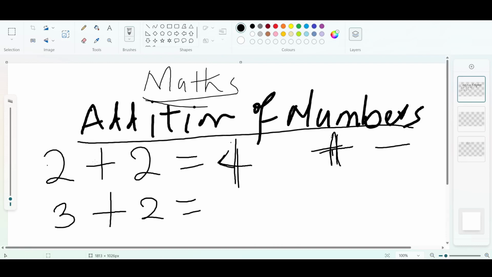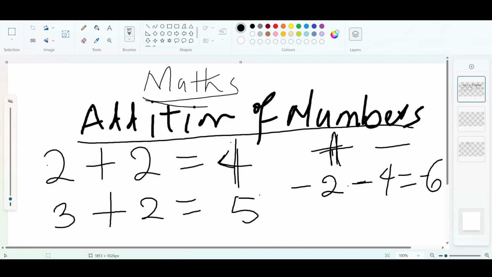When we say 3 plus 2, you're going to get what? You're going to have plus 5. Very good. Okay, now what about when we have minus 2 minus 4? What is it going to be?